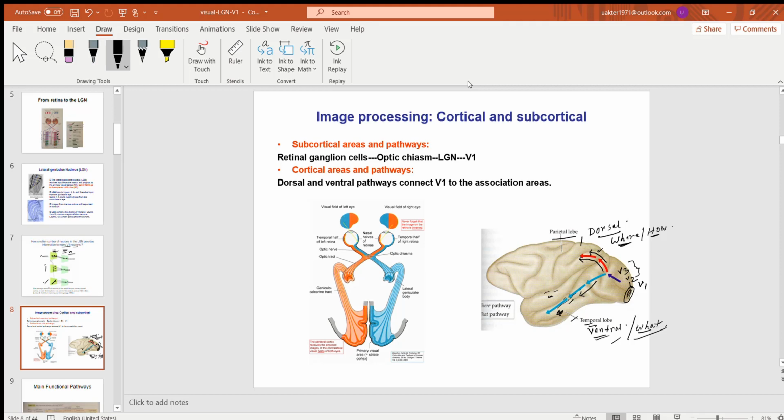So V1 is the early visual area in the brain, and V2, V3, V4 are intermediate, and the dorsal and ventral pathways have several areas. Those are the higher visual areas.